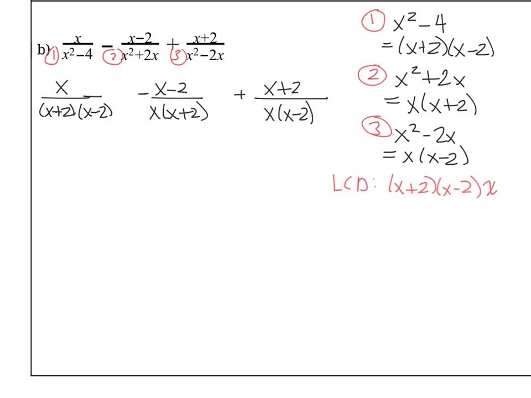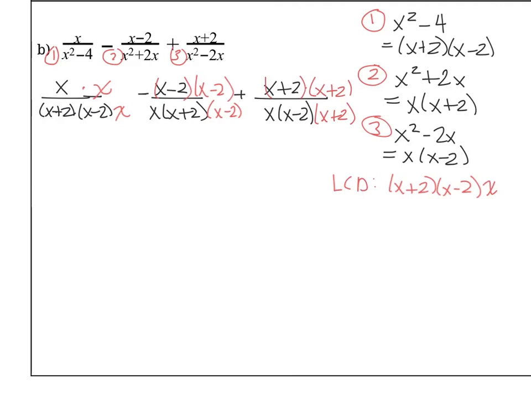Well, this guy's missing the factor of x. So we're going to multiply by x in the denominator and x in the numerator. In the next one, this guy is missing the factor x minus 2, so we're going to multiply by x minus 2 in the denominator. We're going to put brackets around this and multiply by x minus 2 in the numerator. And last, this denominator is missing x plus 2, so we're going to multiply by x plus 2 in the denominator and in the numerator, and make sure we put brackets around this binomial.